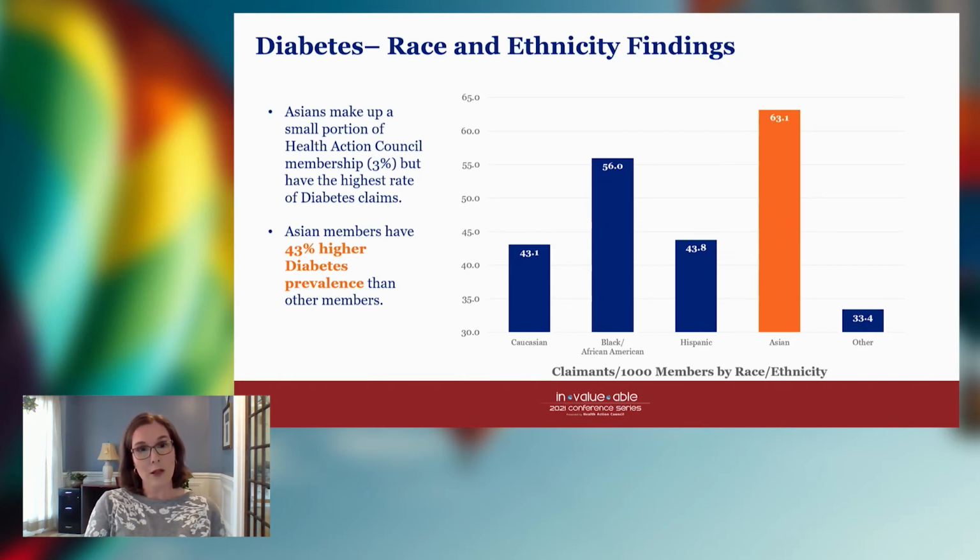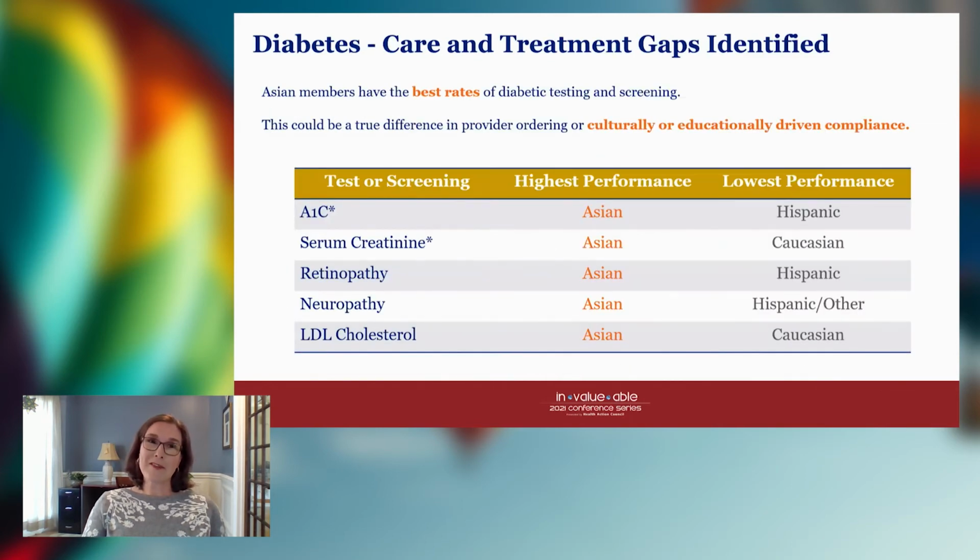Is this true for Health Action Council's diabetics? And it was. You see that rate is 43% higher, the prevalence. But this is where it gets really interesting. So when we think about care and treatment gaps for diabetics, the rates for Asians are far higher than any of the other racial and ethnic groups. But also their performance in diabetic testing and screening is higher.